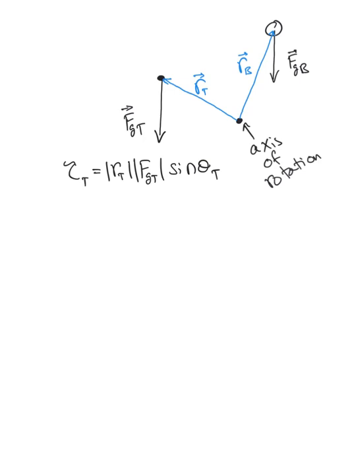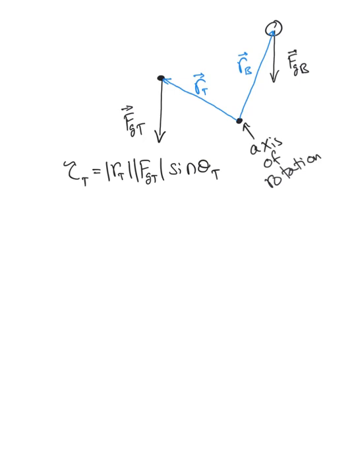I have also drawn the r vector, the vector that points from the axis of rotation to the location where the force is applied. I've drawn a separate r vector for the table, r sub t, and one for the ball, r sub b.